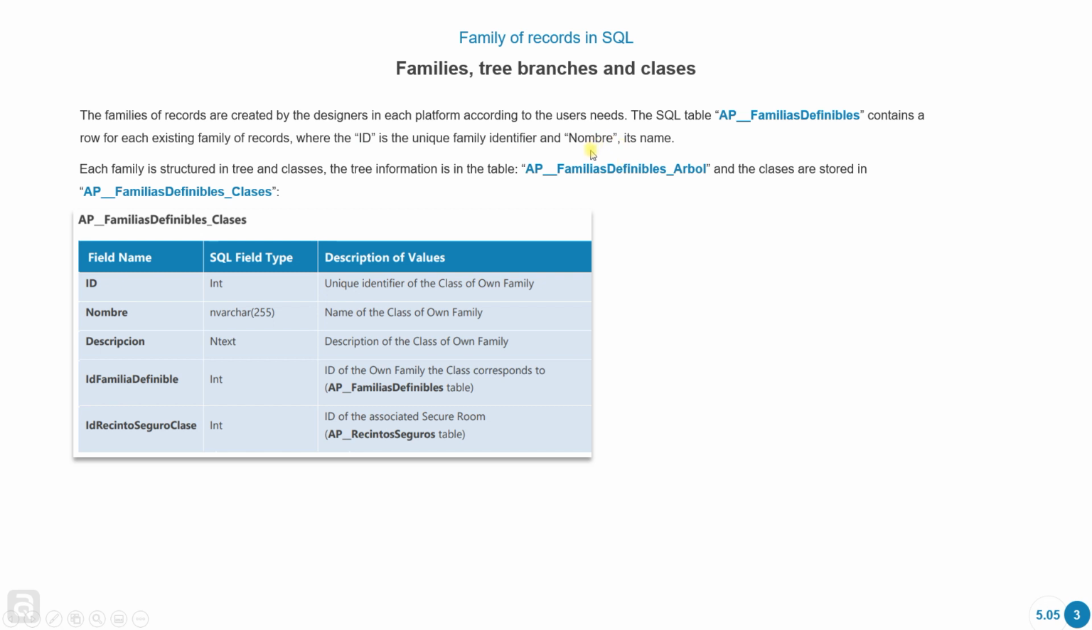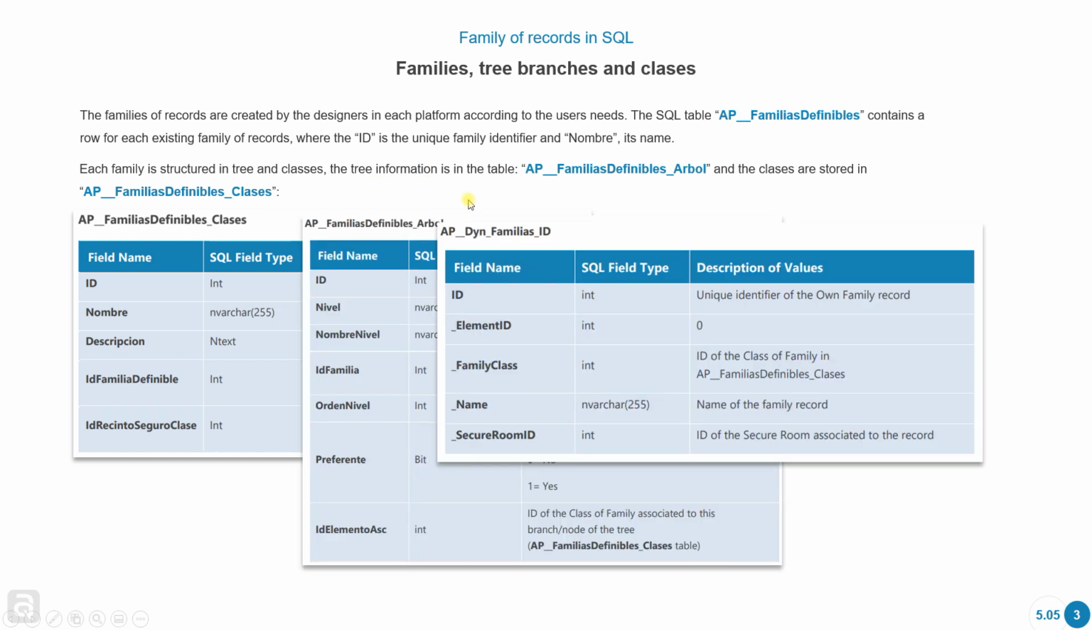So it's going to be very easy to identify all the families that have been created, all the families of records that have been created in the database. There's also another couple of tables that are quite interesting. We have familias definibles clases and familias definibles árbol. Here we can see all the information of the different classes and of the tree, with all the branches where we're classifying our records.